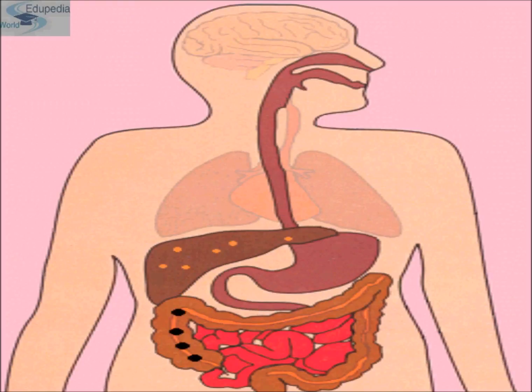And in the ileum, the food is completely broken down into the simplest of forms: proteins into amino acids and carbohydrates into monosaccharides. This digested mass is now called chyle and it is in a liquid form.